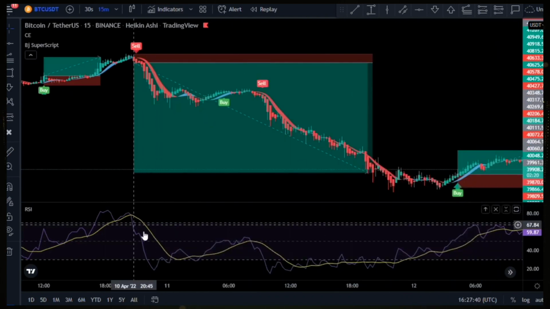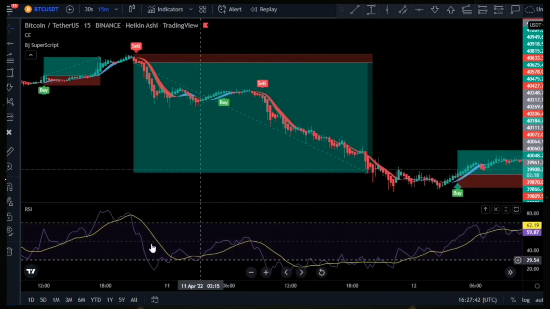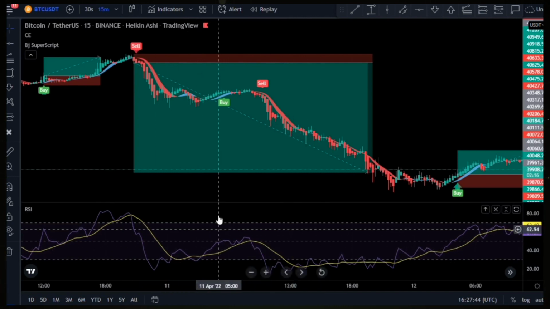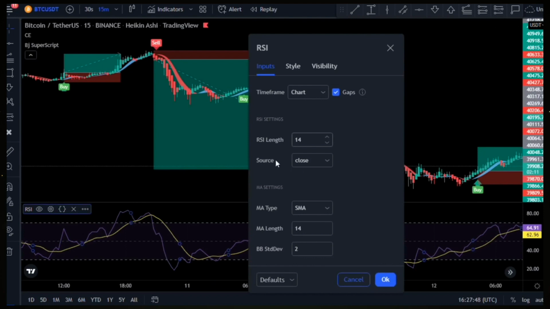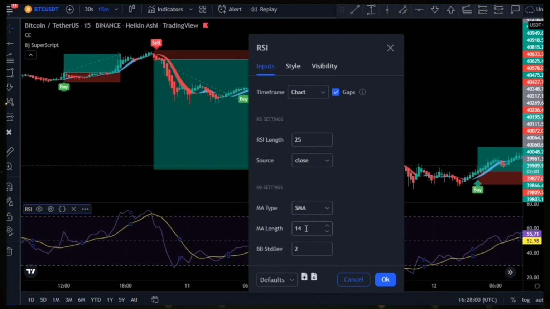Let's add the RSI indicator to the chart now. Add the popular RSI indicator to the chart, but pay attention to the key elements specified in the RSI settings, in the indicator settings in the inputs area. The number was changed from 14 to 25.